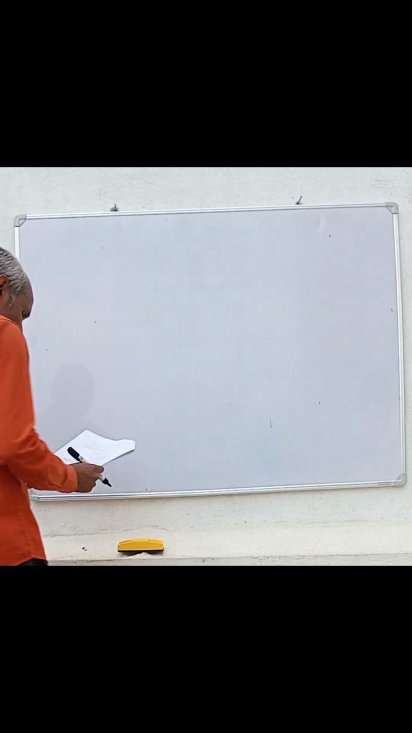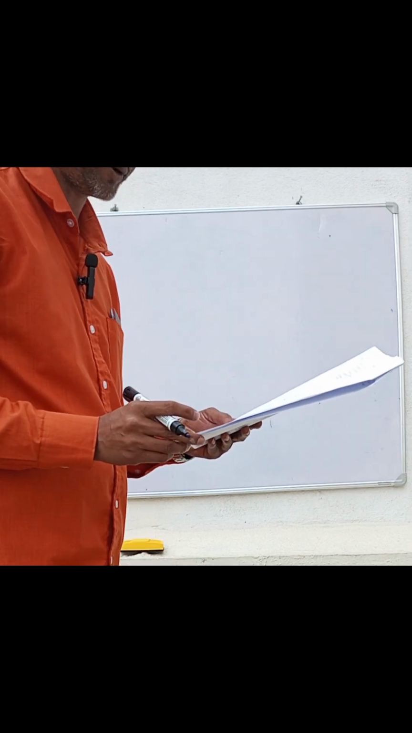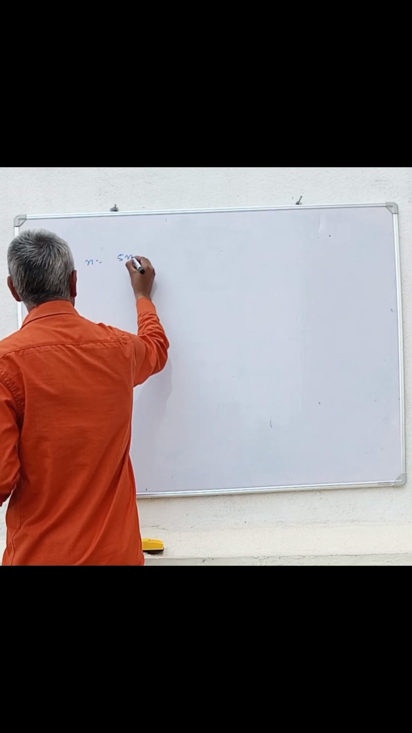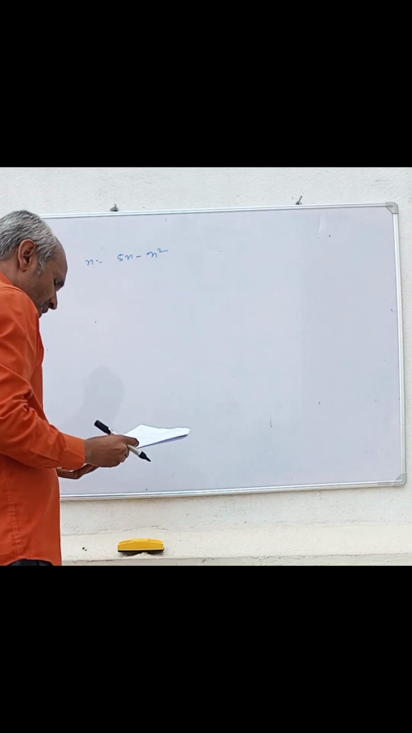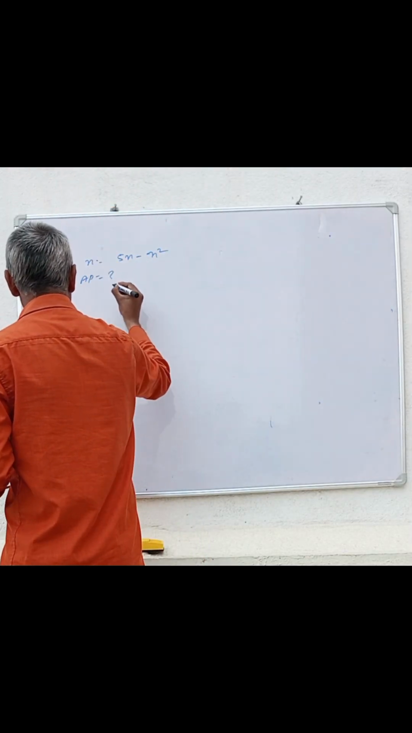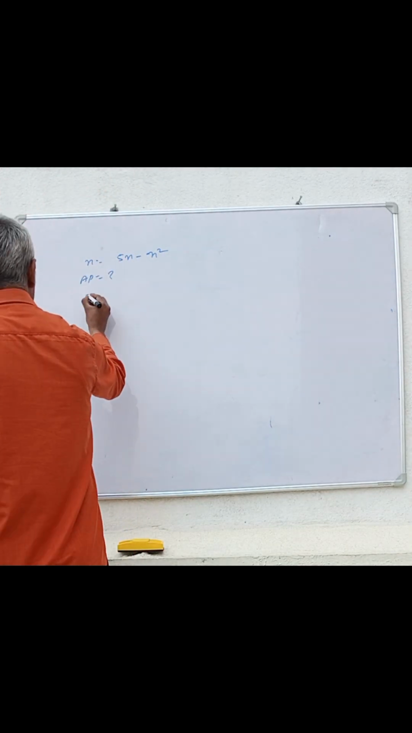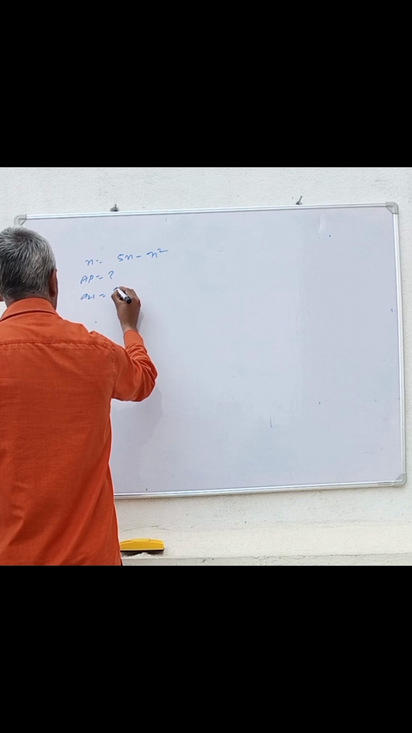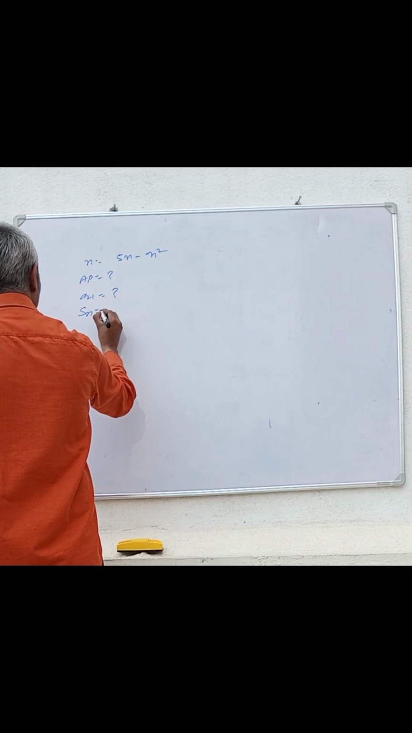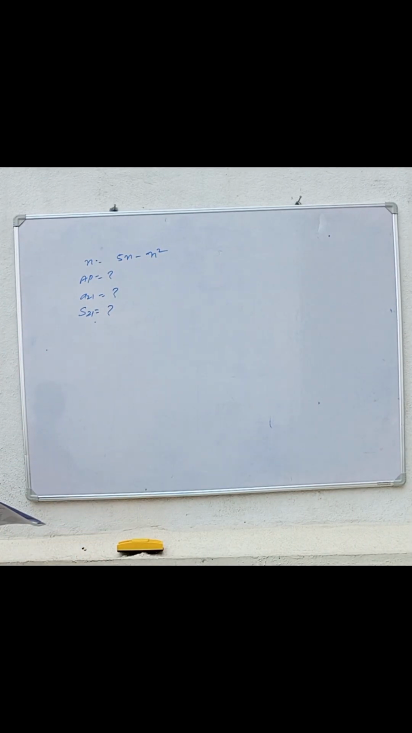Next, the question given here: if the sum of the first n terms of an arithmetic progression is 5n minus n square, then write the arithmetic progression. We have to find the AP. Find the 21st term, that is A21, we are going to find out, and then also find the sum of the first 21 terms. This is the question given here.